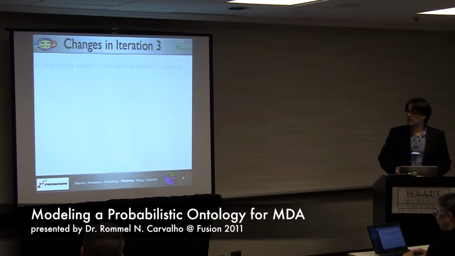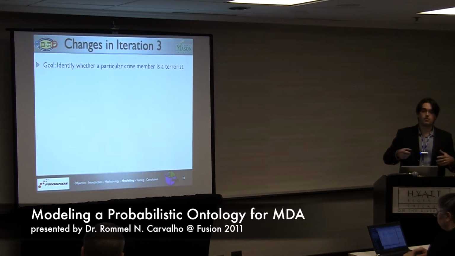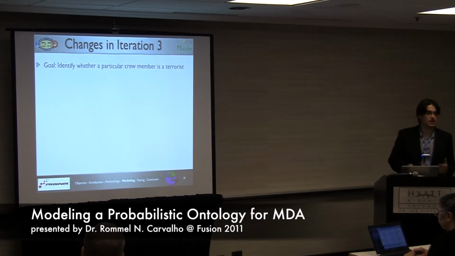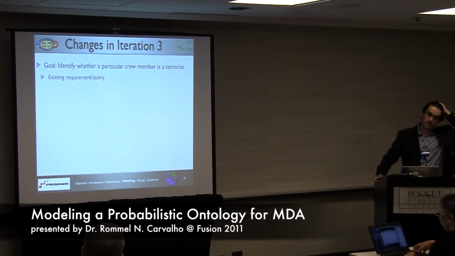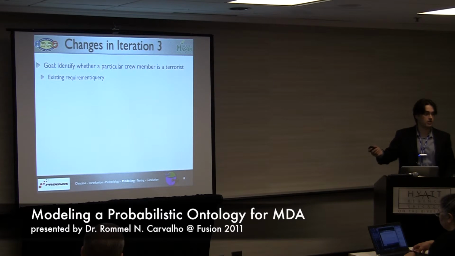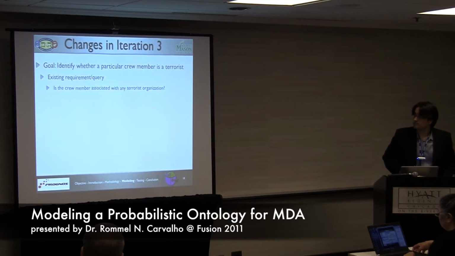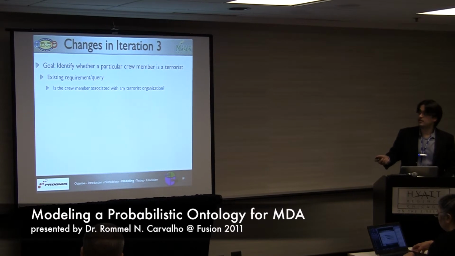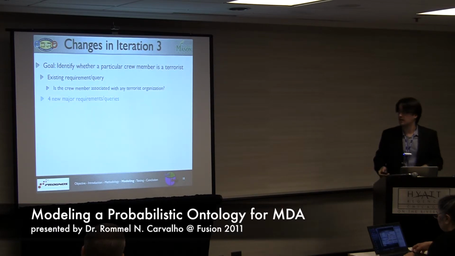The other thing I wanted to point out here really quick is that in the third iteration, the goal was to go deeper on identifying whether a particular crew member is a terrorist and how we go about that. So we did some research, and this was mostly done by our subject matter expert, Richard Harbin, who is the second author on this paper. So we had this idea that if the crew member is associated to terrorist organizations, he's more likely to be a terrorist, or if he's associated to a terrorist person, he's more likely to be a terrorist too.